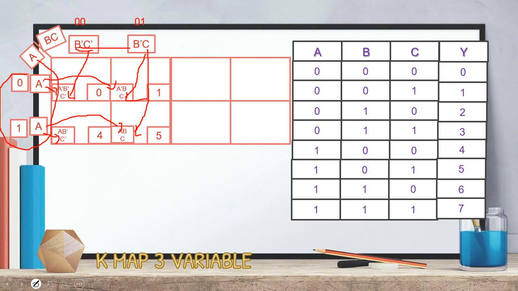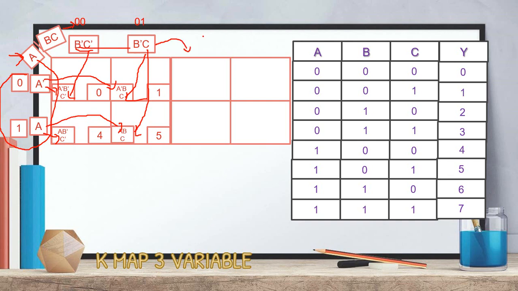In this case I am taking 2 rows and 4 columns for ease, with A on the row side and BC on the column side. That is, the LSB bits I take on the column side and the MSB bit on the row side. Here one more condition is very important: for any adjacent cells, only one variable can change.